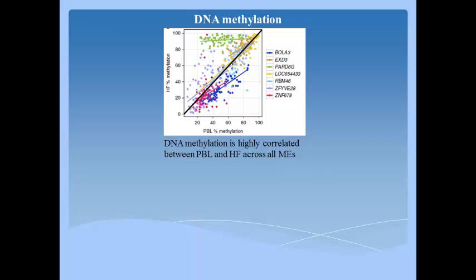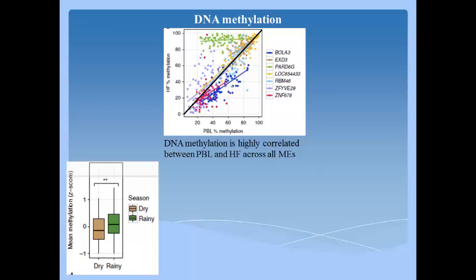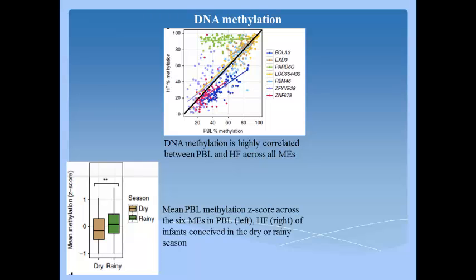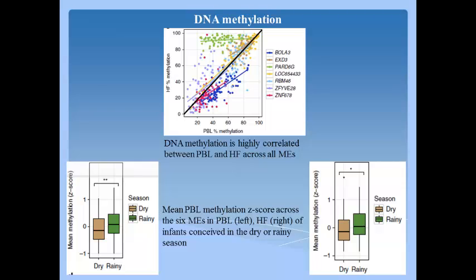Percent methylation in HF and PBL within each of the remaining 6 MEs was highly correlated. Importantly, effects of season of conception on DNA methylation were also correlated in 2 tissue groups. Offspring of rainy season conceptions had higher levels of CpG methylation at the 6 MEs in PBL, and overall effect of season was highly significant. The seasonal pattern in HF samples was similar.